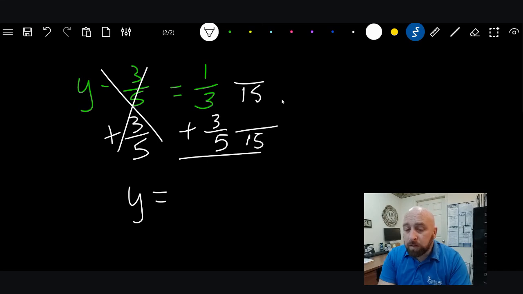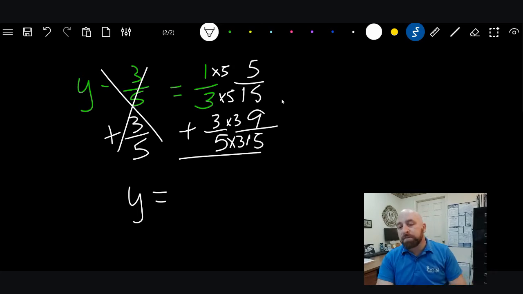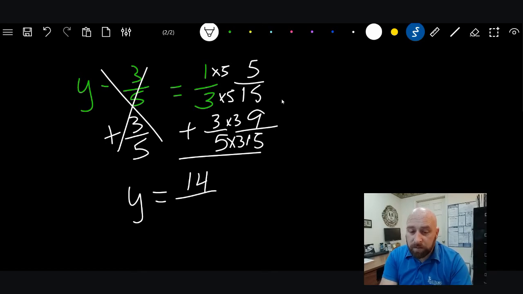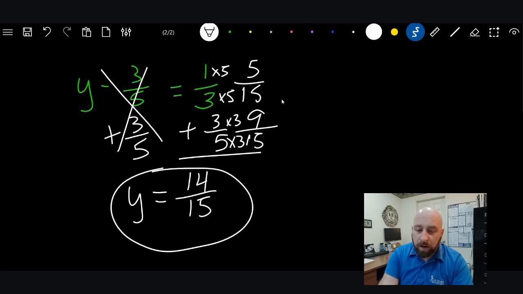And so 3 times 5 equals 15. So 3 times 5, and so 1 times 5 equals 5. So 5/15 is the same as 1/3. On this one, 5 times 3, 3 times 3 is 9. So I have 5 over 15 plus 9 over 15, and that is going to equal 14 over 15. And that would be our answer. y equals 14 over 15.